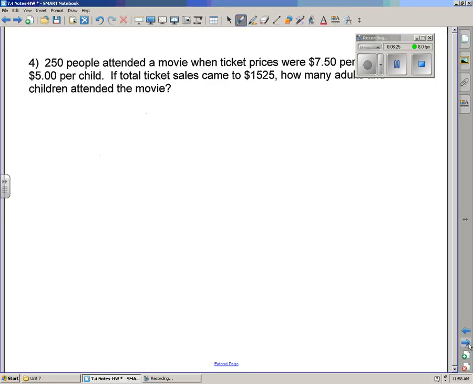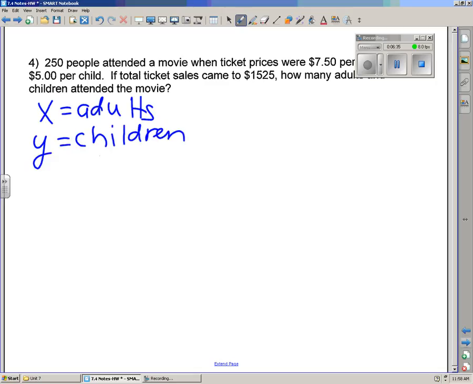I've got adults and I have children. If x equals adults and y equals children, I know that 250 people were there. That means the number of adults plus the number of children has a total of 250 people.